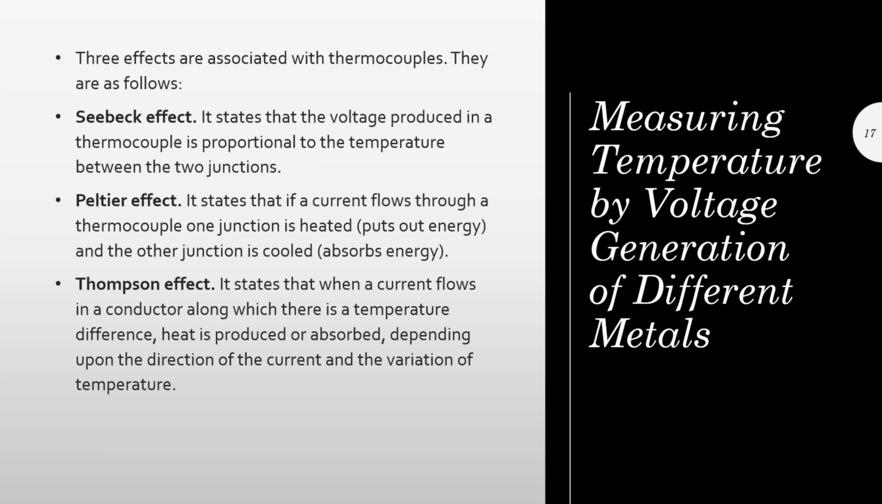Peltier effect. The Peltier effect says that if a current flows through the thermocouple, one junction is heated and the other junction is cold. That means if you have a current, one of the junctions is cold and the other is heated. So we need two junctions here, one cold and one hot.